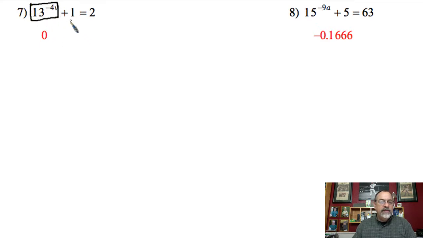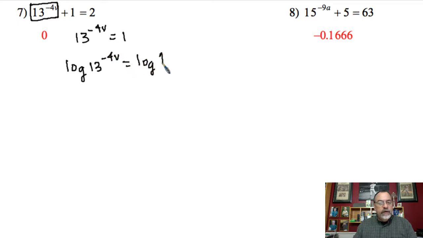Okay, in our next example, again, we identify where our term with the variable is, and we need to isolate that first. So we're going to need to subtract 1 from both sides. 13 to the negative 4v is equal to 1. And then once this is isolated, we can go ahead and undo it by taking the log of both sides. So this is the log of 13 to the negative 4v is equal to the log of 1. All right, and then we're going to move this exponent over in front.